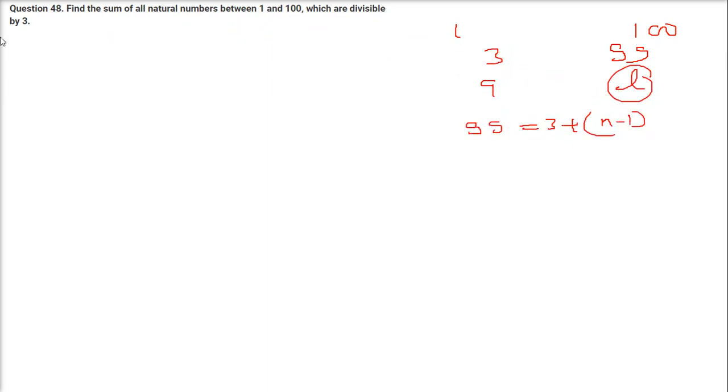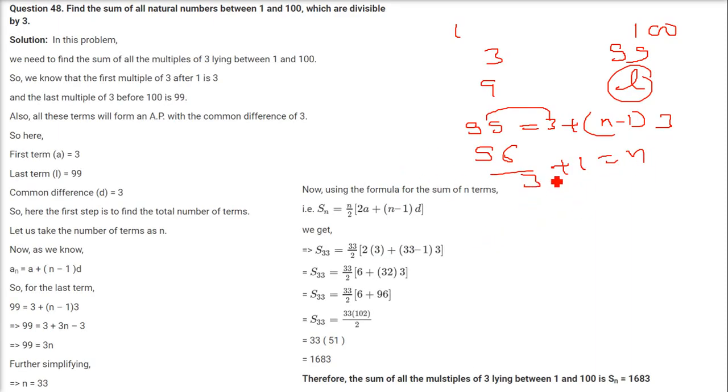Find the sum of all natural numbers between 1 and 100 which are divisible by 3. So between 1 and 100, which is the first number divisible by 3? It is 3. Which is the number just previous to 100 and divisible by 3? That is 99. So you have a series here. First term is known, last term is also known. In order to find n, you can use the nth term, which is 99, is a plus, that is 3 plus n minus 1 into d. D is what? Because it's divisible by 3, you can use 3. 99 minus 3 is 96, and you divide by 3 plus 1 is n.